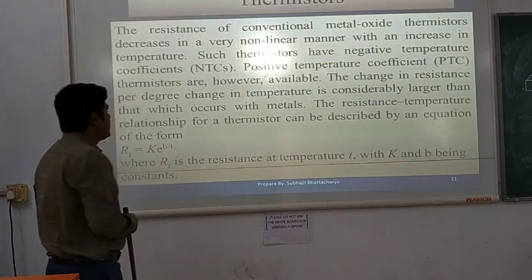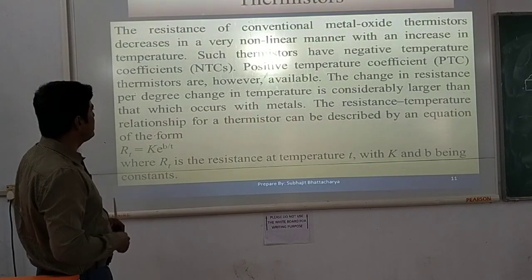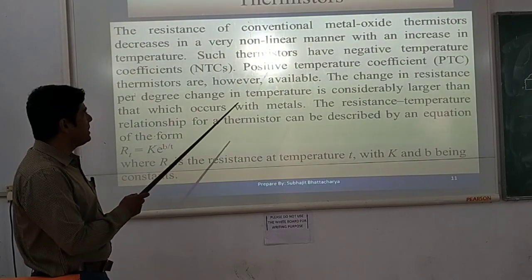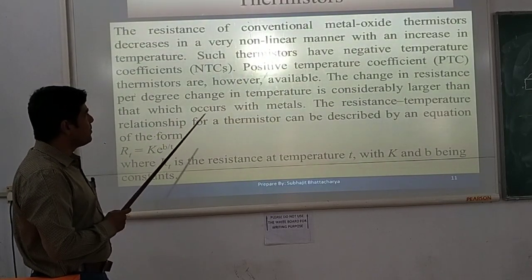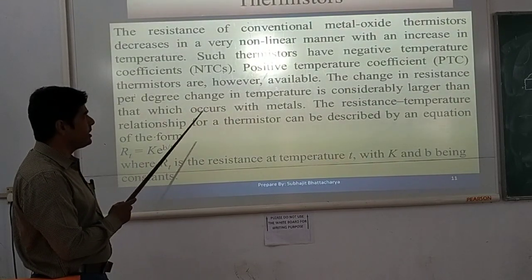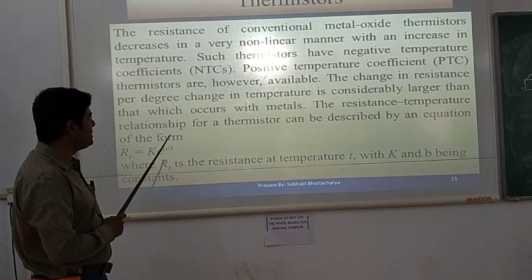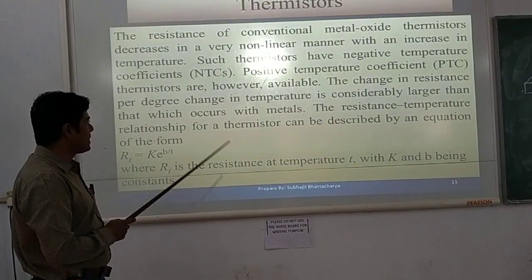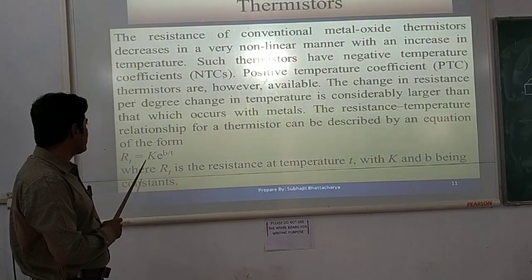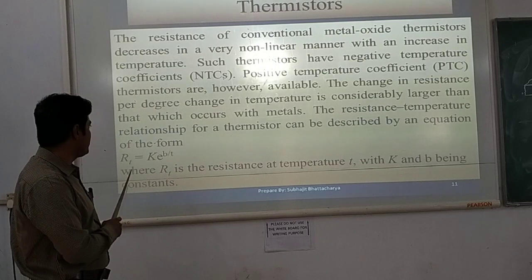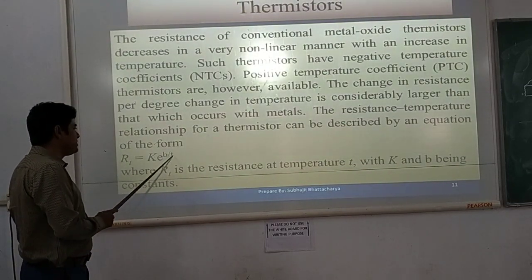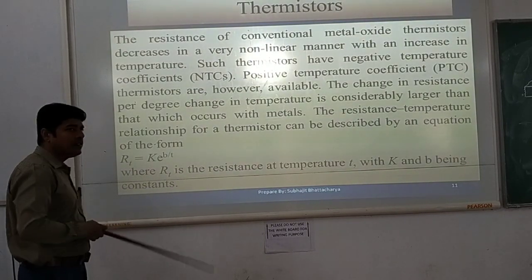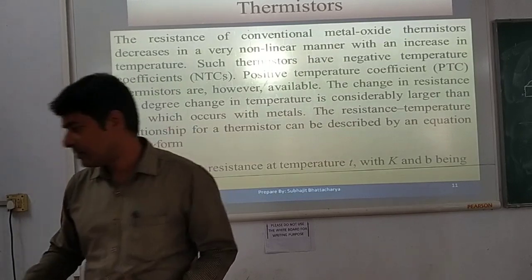Now, the resistance of conventional metal oxide thermistors decreases in a very non-linear manner with increasing temperature. So it has negative temperature coefficients, NTC. Positive temperature coefficient thermistors are also available. The change in resistance per degree change in temperature is considered to be larger than that which occurs with metals. The resistance temperature relationship for thermistors can be described by the equation RT = A e to the power minus B by T. There should be a minus. Where RT is the resistance at temperature T, and A and B are constants.